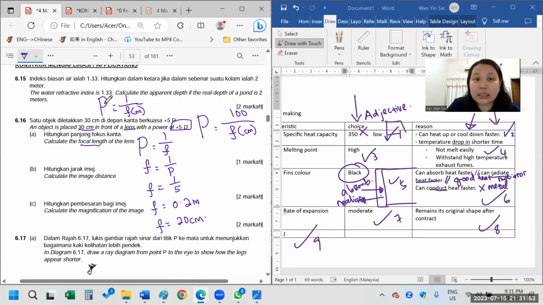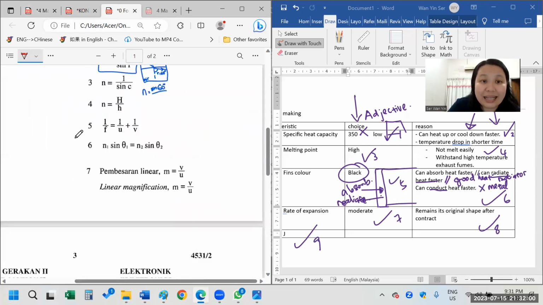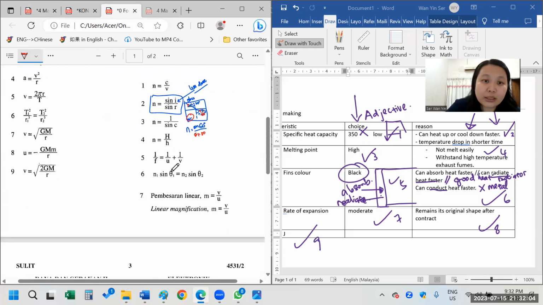Okay. So these two formulas are not given for power of lens. Not given. So it's a must to memorize. If not, you lose the marks. P equals to 1 over F in meter, or P equals to 100 over F in cm.